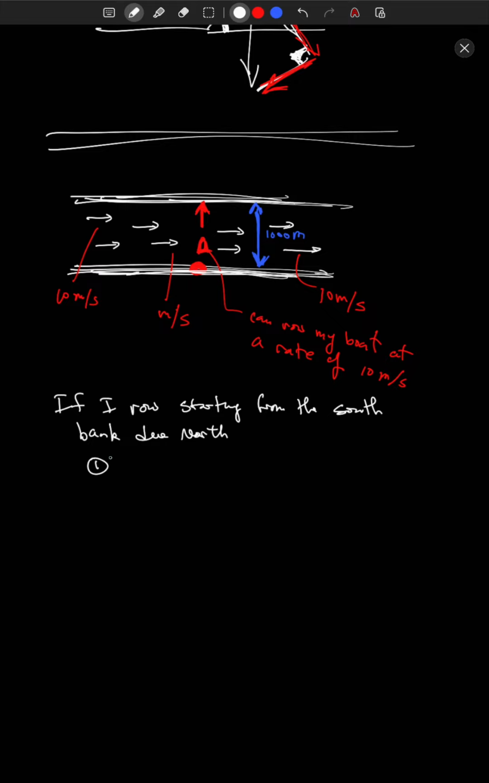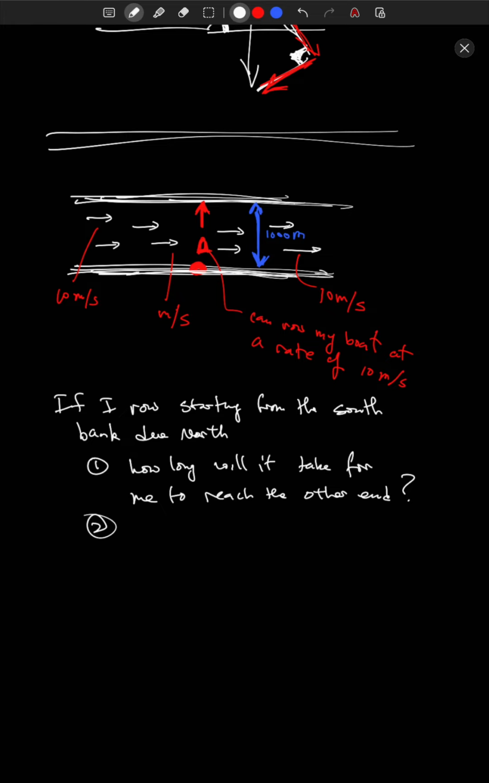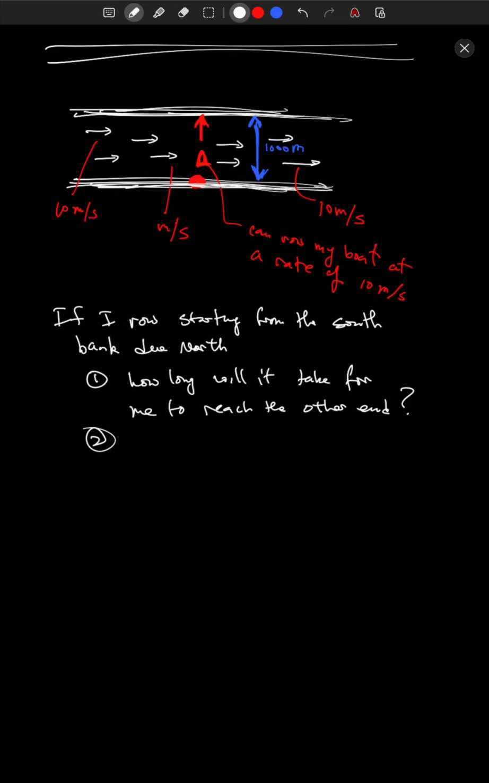Number one, how long will it take for me to reach the other end? And number two, which is the more interesting one in terms of trig, which is how far down the river will I end up?